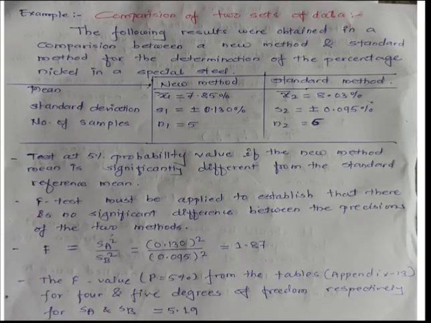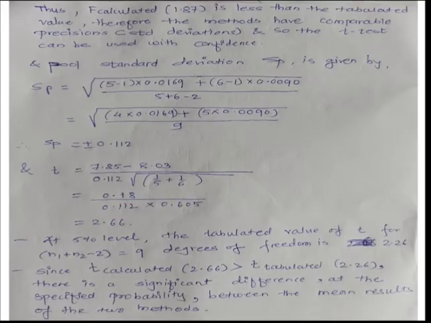Here the value when probability is 5% from the F table for 4 and 5 degrees of freedom respectively for S1 and S2 is equal to 5.19. The tabulated value and the calculated values are different. Thus, the calculated value of F is less than the tabulated value. Therefore, the methods have comparable precision or standard deviations, and so the t-test can be used with confidence.